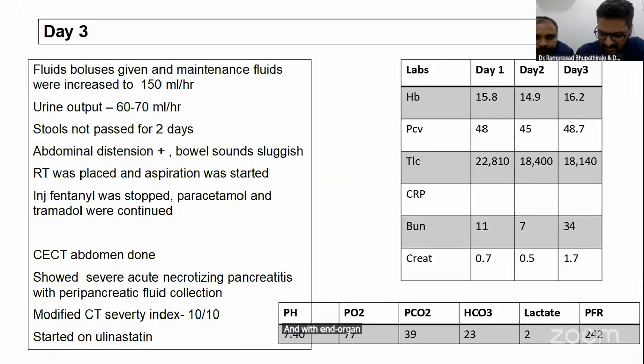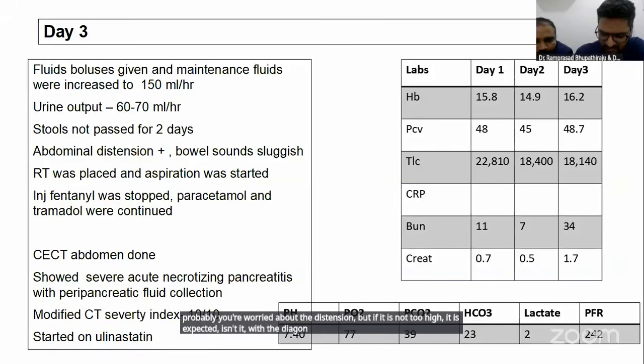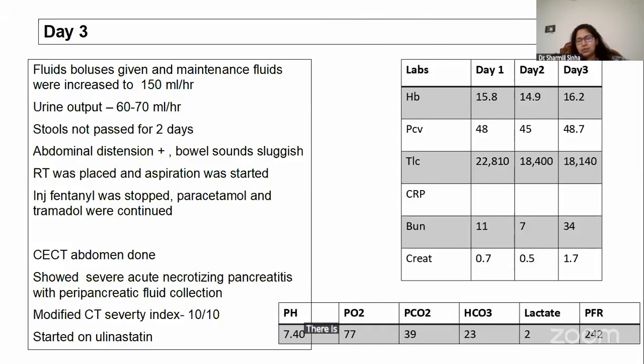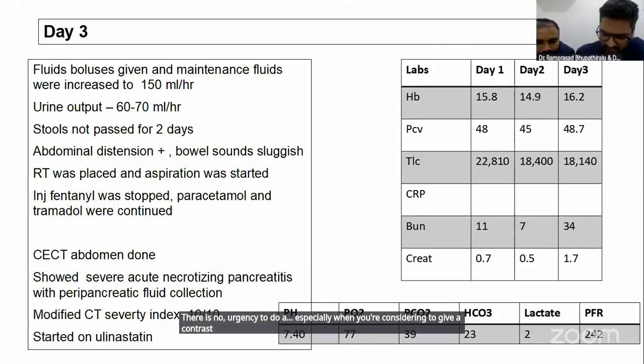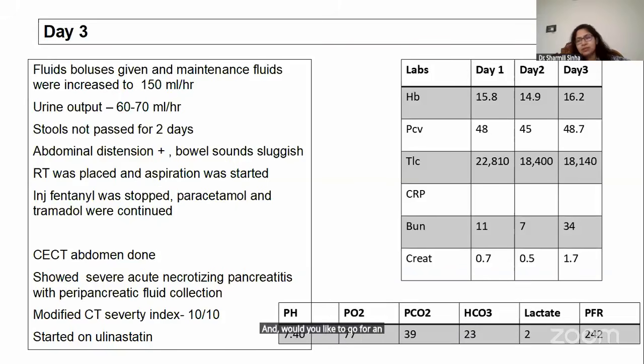Right. So you have done a CT, though creatinine was a little higher. Given a choice, I would probably wait. You're worried about the distension, but if it is not too high, it is expected, isn't it, with the diagnosis of pancreatitis? Probably I would wait for another day or two. There is no urgency to do it, especially when you're considering giving a contrast and the patient's hemodynamics are stable. Probably the young fellow would like to contain the organ damage. And would you like to go for intra-abdominal pressure monitoring in this case?